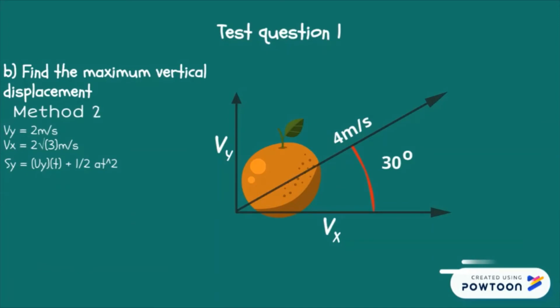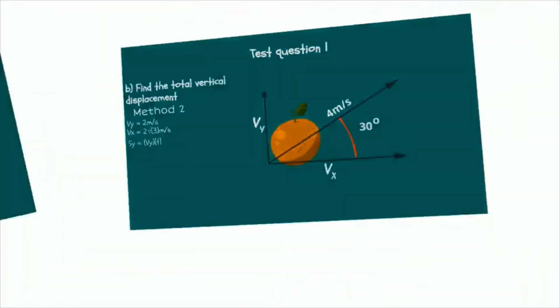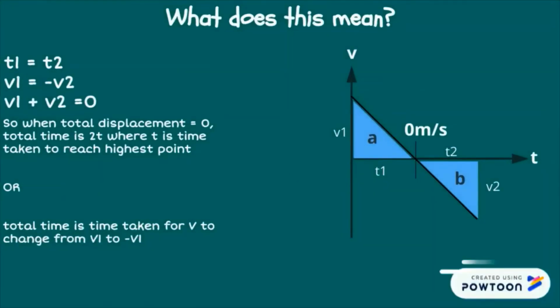For our second approach, we'll need to utilize the lessons that we've learned from the velocity time graph. So as you can see, since A and B are similar triangles, T1 equals T2, and T1 plus T2 equals the total time that the orange is in motion. So what that means is that the total time the orange is in motion is 2 times the time for the orange to reach its maximum point.